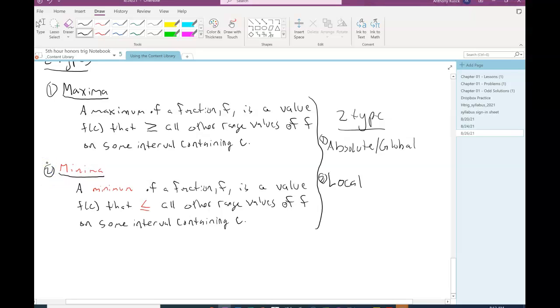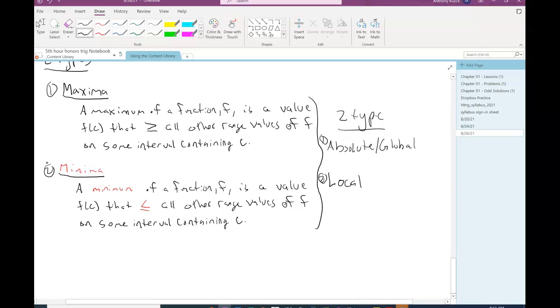And a local maximum is a maximum that's for just a small neighborhood. So if I don't look at the entire graph, but if I take just a little chunk of it, it's a high point in that chunk. In general, visually what you're looking for, maxima are generally like the top of hills, and minima are generally the bottom of valleys.